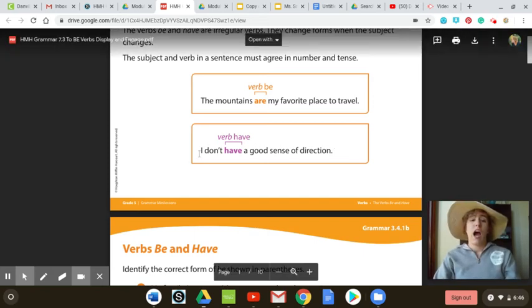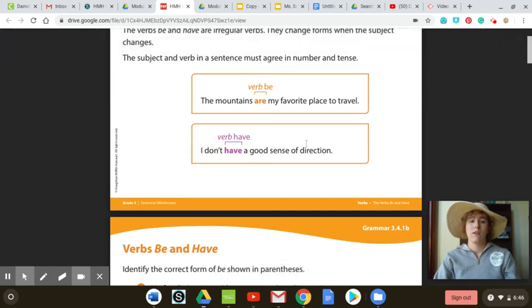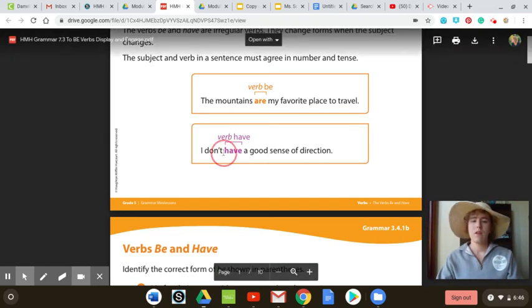If you look, I is the subject. I is who or what the sentence is about. But there's only one I. When we talk about I, it's singular, right? I don't have a good sense of direction.